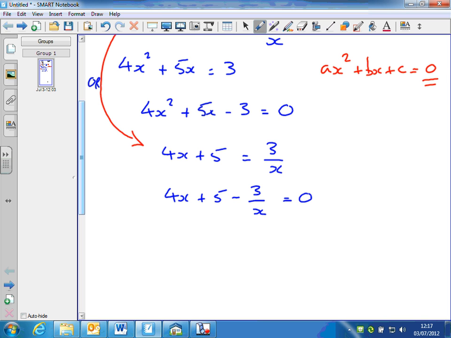But again, to get it to look in this form, ax squared plus bx plus c, I would multiply every term by x. So 4x squared plus 5x minus 3 equals 0, because 0 times x is still 0. And you get the same start point. So this is what we're after, getting it to look like ax squared plus bx plus c. And now you can carry on and solve it using the quadratic formula.